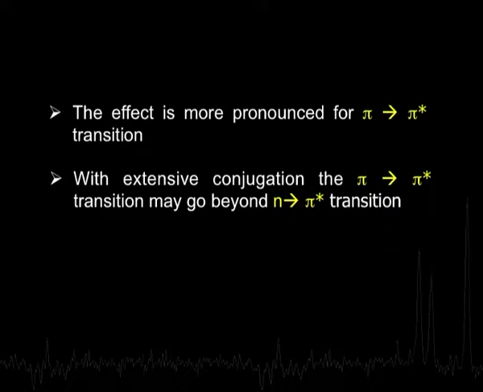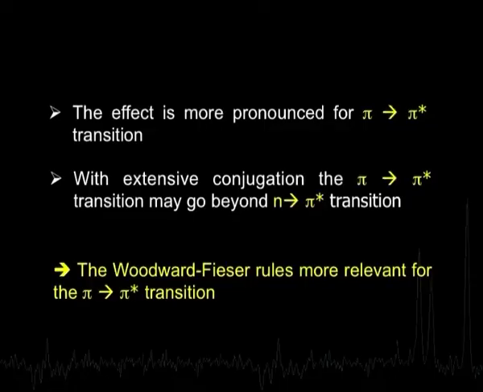If you remember, we mentioned that in a carbonyl chromophore there are two transitions. One is pi to pi star, which is typically a little less than 200 nanometers, and n to pi star, which is beyond 200 nanometers, but that is a weak transition. But if there is an extension of conjugation, the pi to pi star transition can even go beyond. There can be so much bathochromic shift that it goes beyond the n to pi star transition, and that is a typical thing we observe, because the pi to pi star transition is the allowed transition. So typically these Woodward-Fieser rules, which we are going to take up now, are more relevant for the pi to pi star transition rather than the n to pi star transition.